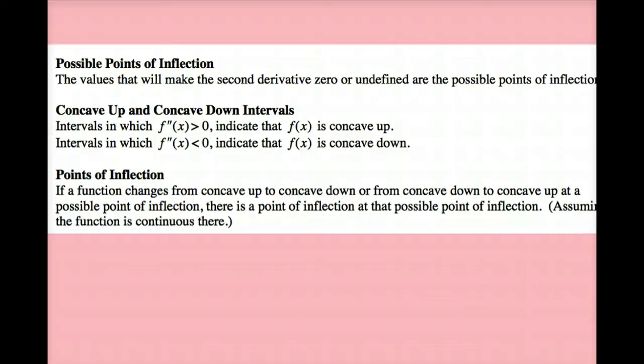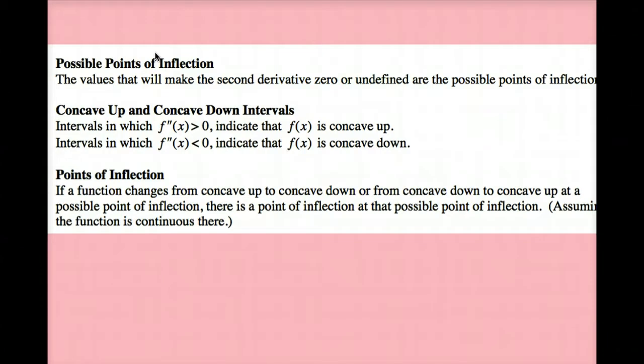Okay, so now that we know what concavity is, the shape of a cup or the shape of a frown, we have to find out how to do this analytically using calculus and algebra. So let's define a couple of things here. A possible point of inflection is where these concave up and concave down changes occur.